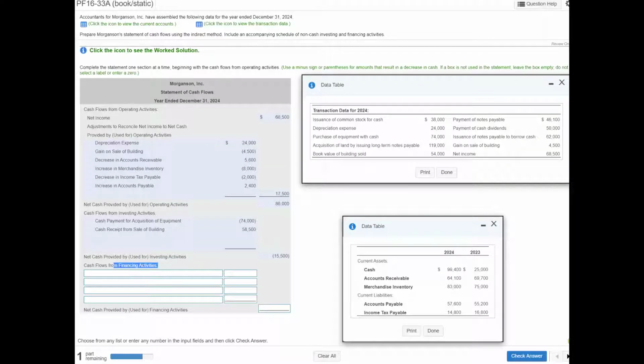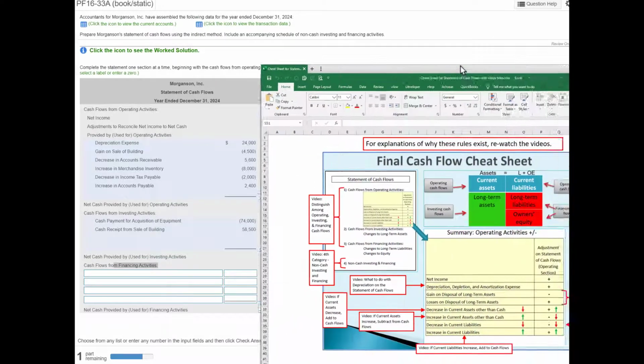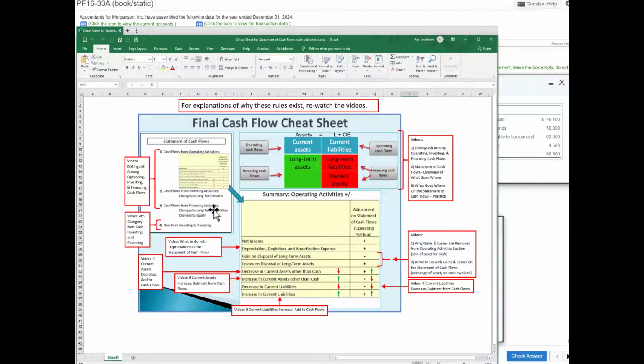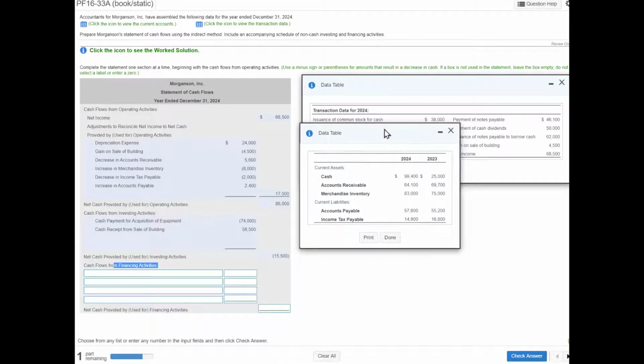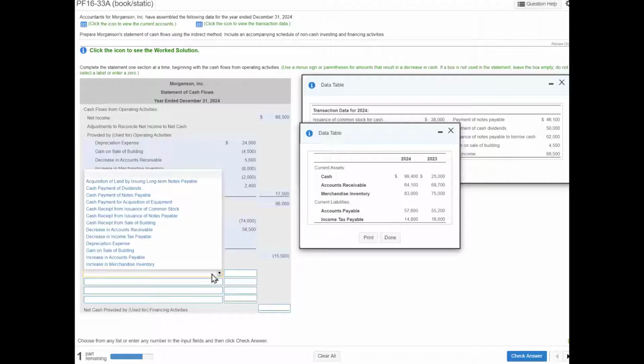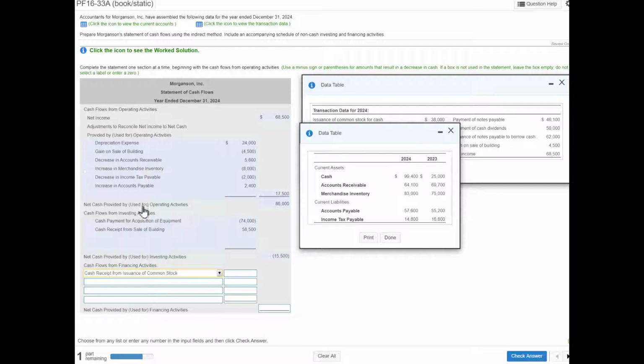Next is the financing activity section. So what goes in the financing activity section? Changes to long-term liabilities and changes to equity. Let's go back up here. Start with this one. Does this affect a liability or equity? Issuing common stock for cash. We received cash, because that's what we get when we issue stock. Cash receipt from issuance of common stock. Since we received cash, we'll keep it positive. I'm just going to double click that, copy and paste.